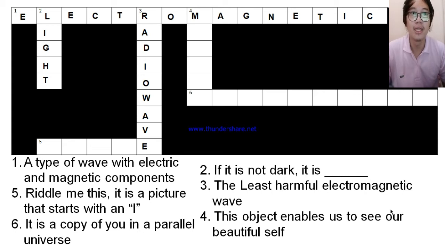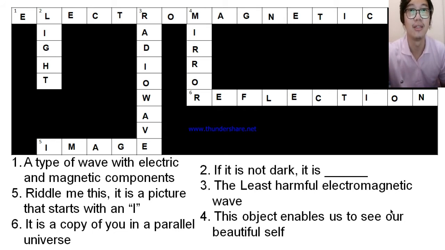Number 4, this object enables us to see our beautiful self. We use this every day. A mirror. And number 5, riddle me this. It is a picture that starts with letter I. It's an image. And number 6, it is a copy of you in parallel universe. We see this on a mirror. A reflection of you. Alright, let's move on to our main discussion.